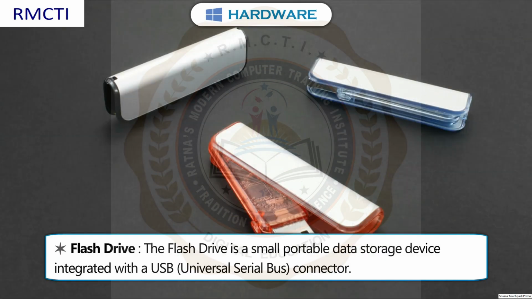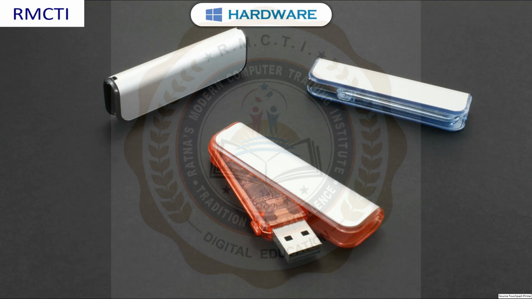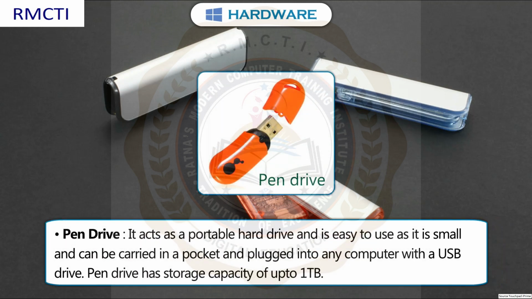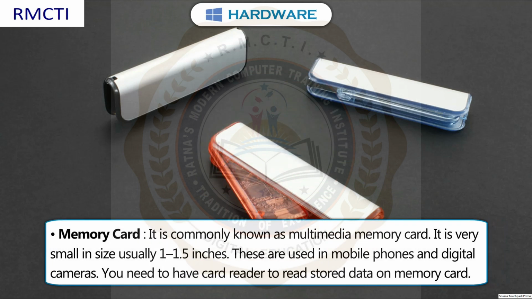Flash drive. The flash drive is a small portable data storage device integrated with a USB, Universal Serial Bus Connector. Pen drive. It acts as a portable hard drive and is easy to use as it is small and can be carried in a pocket and plugged into any computer with a USB drive. Pen drive has storage capacity of up to 1 TB.